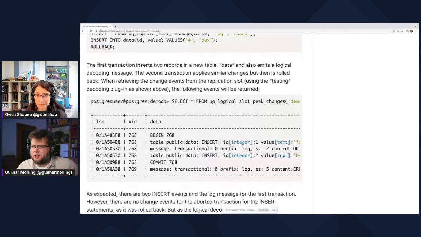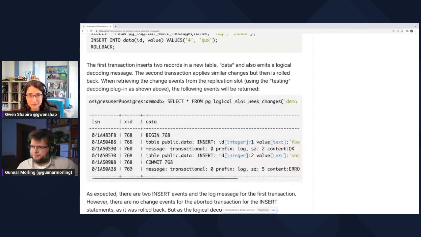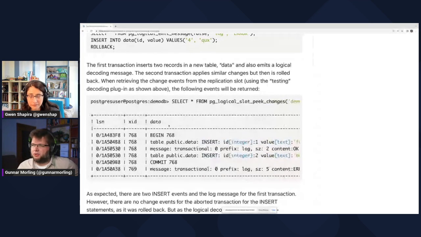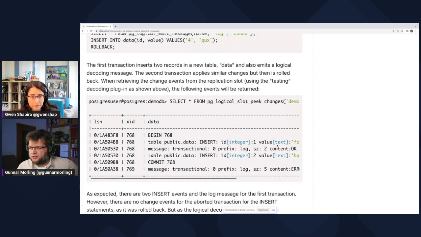And we can see now, okay, so this first transaction, 768, ran successfully. So we see begin and commit, we see our two insert operations. And again, that's just what you see by using this function, pg_logical_slot_peek_changes. Could be via Debezium, it would be emitted as JSON or whatever in a nice structure. So that's just like a utility. And we also see our logging message, so in this case, where the content is okay.